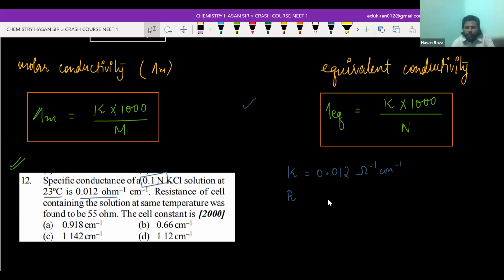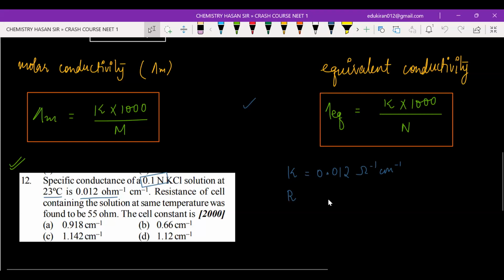Just wait a minute. Are you able to see the screen, sir? Yes, sir. Okay, so what I was saying is that this resistance is given as 55 ohm.